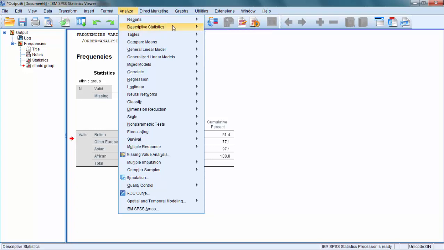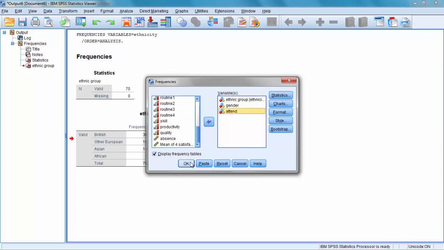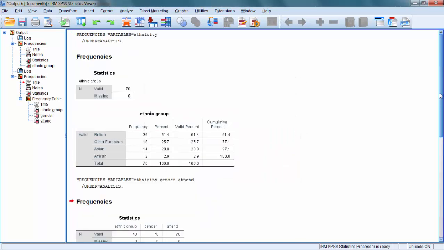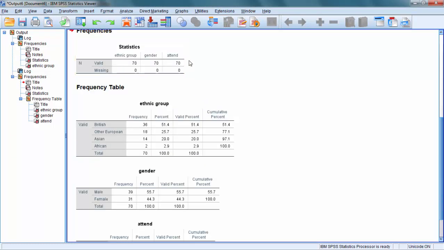Let's try to analyze another variable. We'll go to descriptive statistics, frequencies, and let's add gender. You can analyze as many variables as you wish at any one time. So let's have a look at gender and maybe something else. Attendance. And let's click OK. We have the outcomes of our analysis. I'm scrolling down. Here is our summary statistics. For those three variables, again, we have 100% of valid responses with nothing missing.